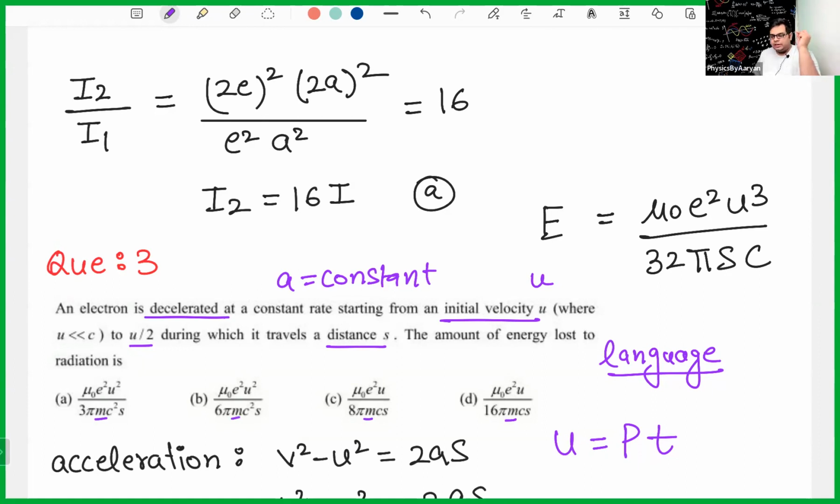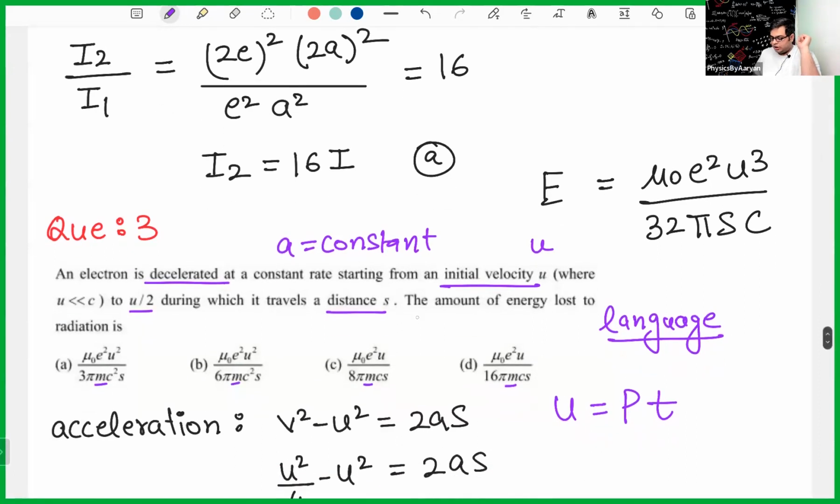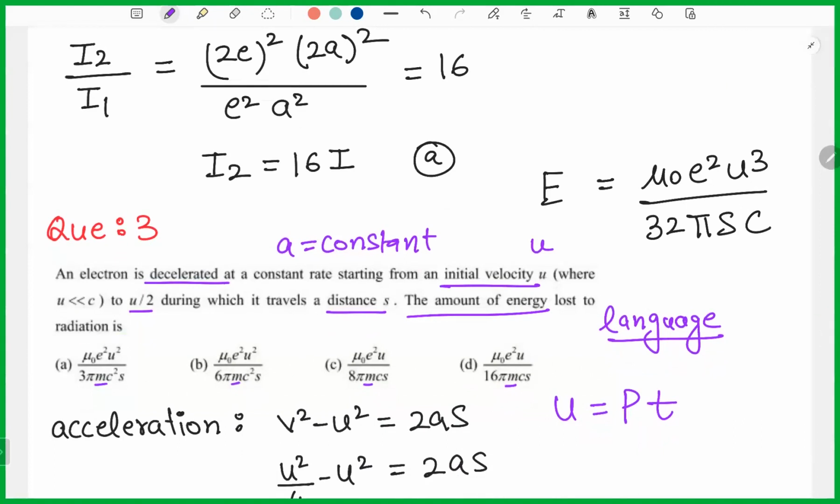The language is not very clear. The total amount of energy lost. Electron mass? We'll put electron mass. But why would we put anything in this? We cannot put anything randomly in my formula, right? The language is not very clear, but let's read the statement again.